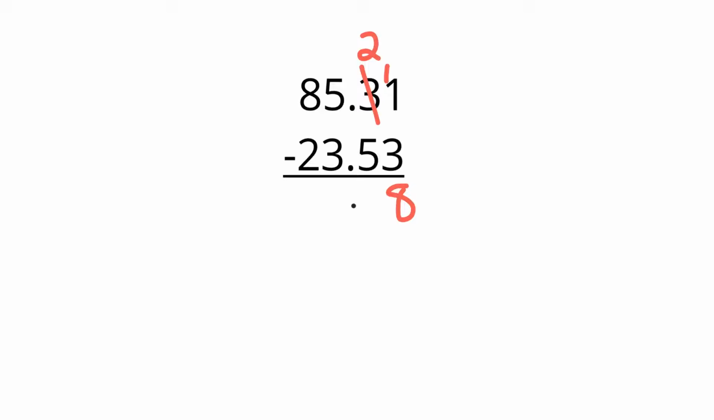Now when I move to the tenths column, I have 2 subtract 5. Again, I can't do that, so I'm going to jump over the decimal place here to the ones place value, and I'm going to borrow 1 from it. And that gives me a 4 here, and I'm going to carry the 1 over to the tenths column, giving me 12 tenths. 12 subtract 5 is 7. And 4 subtract 3 in the ones column is 1, and 8 subtract 2 is 6. This leaves me with the answer of 61.78.